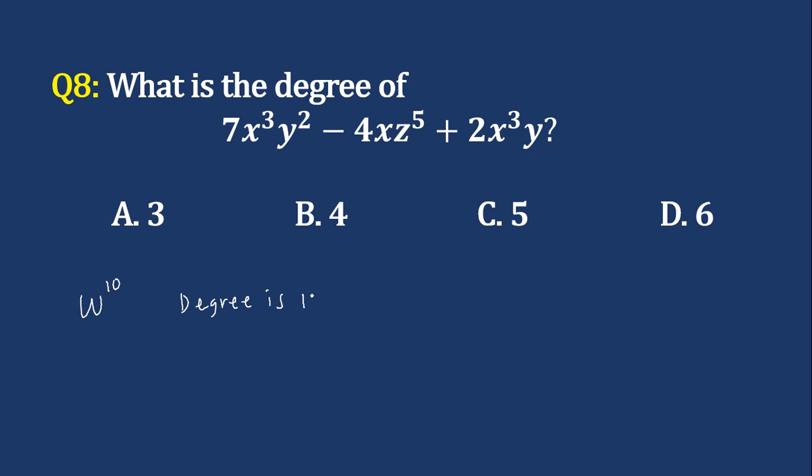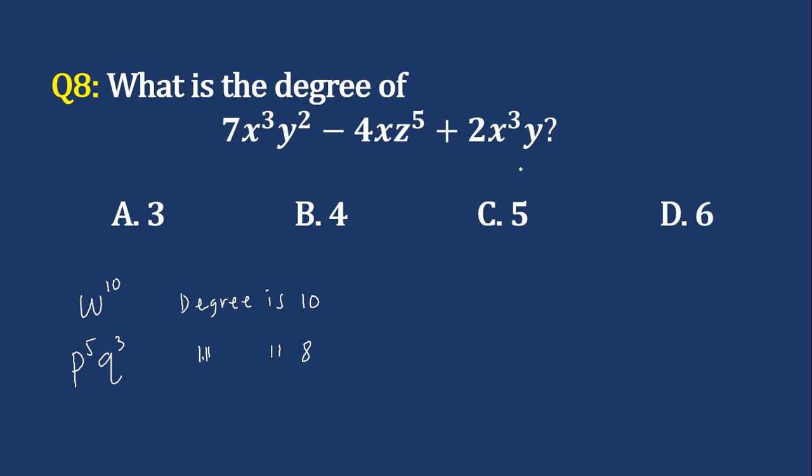But what if there are two or more variables? For example, let's say p raised to 5, q raised to 3. You just add the degrees of the two. So the degree of p raised to 5 is 5. The degree of q raised to 3 is 3. So you just add 5 and 3. So the degree of p raised to 5, q raised to 3 is 8. Alright? Now we can determine the degree of the polynomial expression.